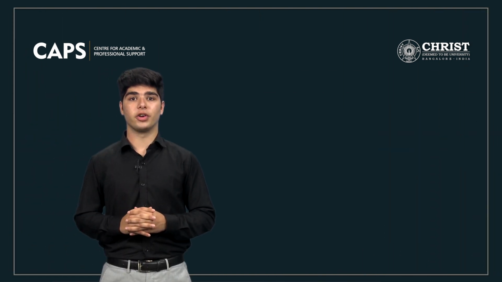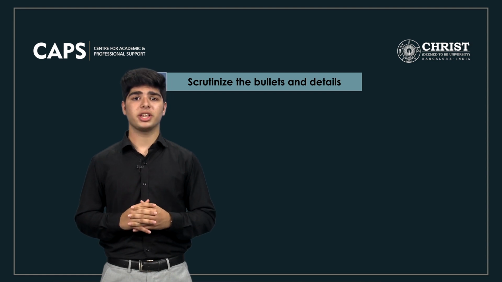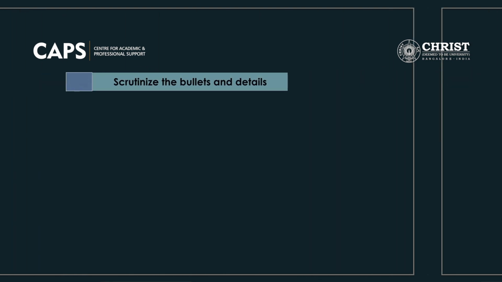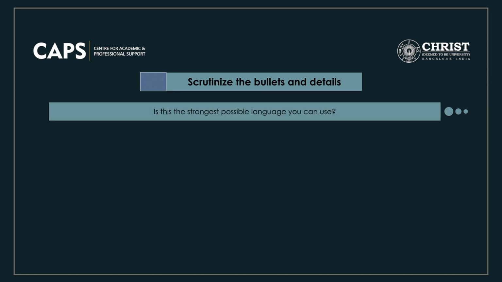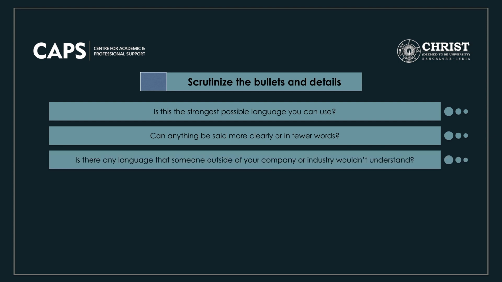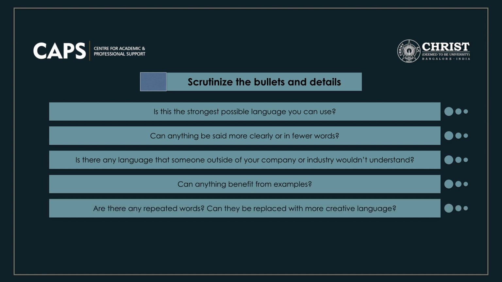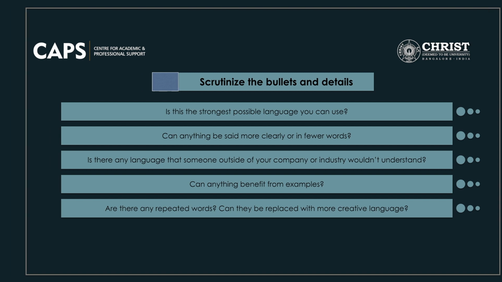In the second read of your resume, pay attention to every sentence to determine if there's a better way to get your point across. For each bullet point, ask yourself such questions. Is this the strongest possible language you can use? Can anything be said more clearly or in fewer words? Is there any language that someone outside of your company or industry would not understand? Can anything benefit from examples? And at last, are there any repeated words, and can they be replaced with more creative language?